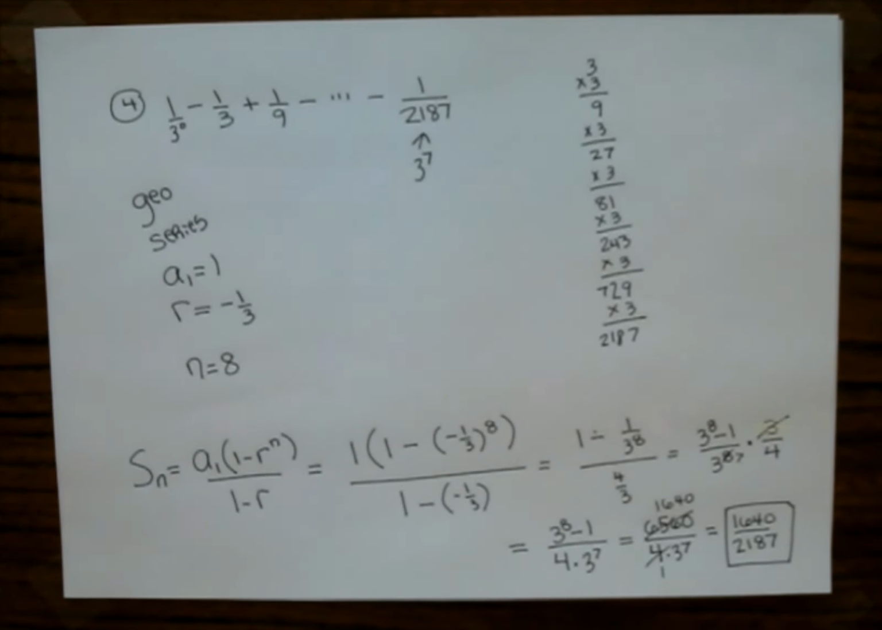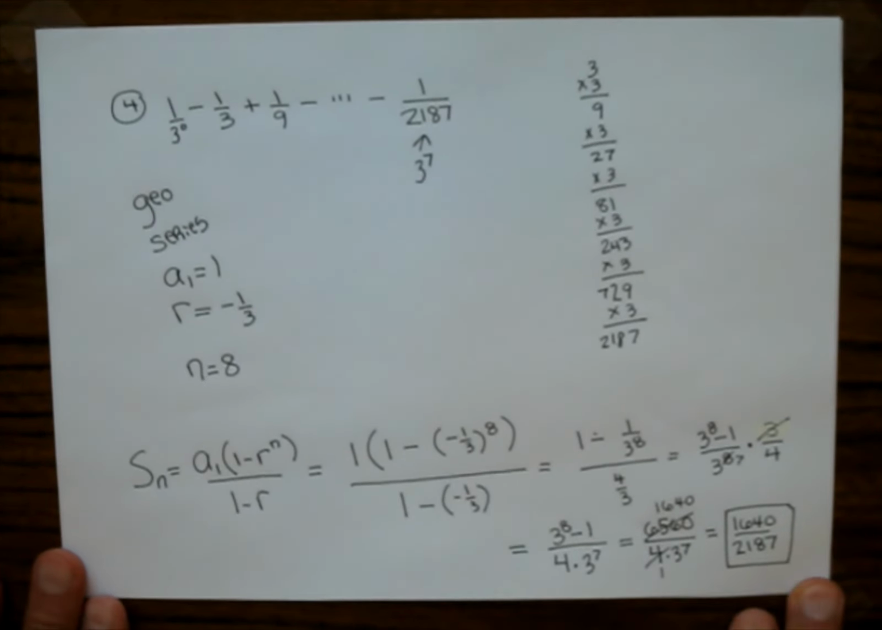So 1640 over 2187. And your calculator, if you are using a calculator, lots of times they have the fraction buttons, and I should have probably already used that. Oops. It's too much for this calculator to handle, which is like 0.75 rounded. So it's almost 3/4. Well, in any case, that's how you do these problems.